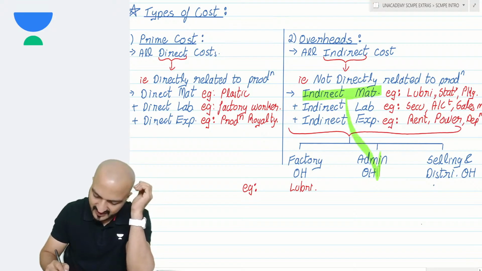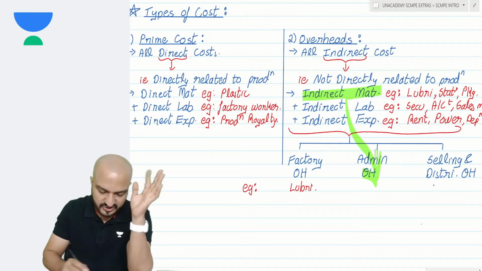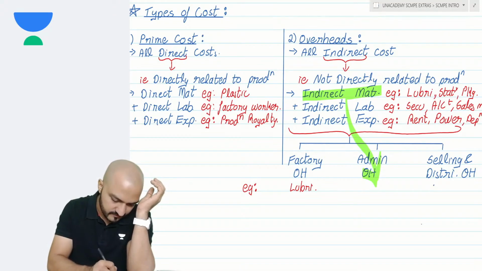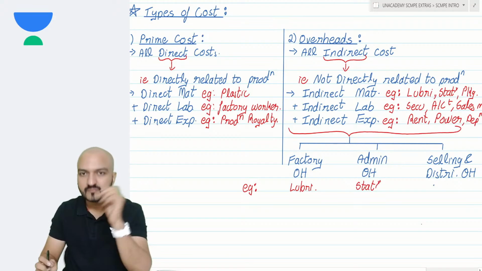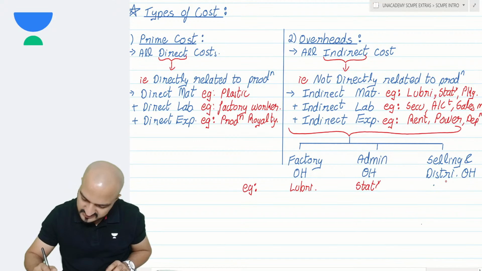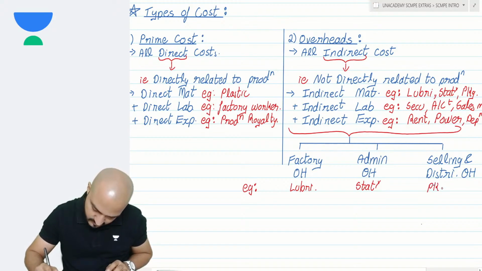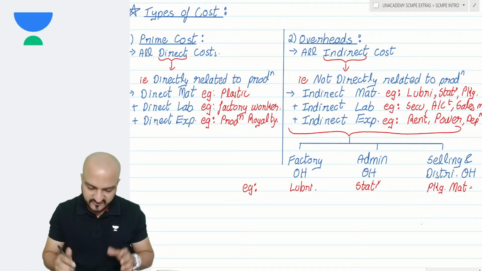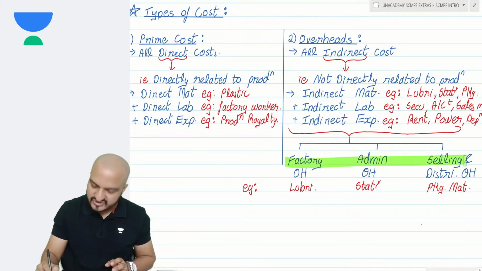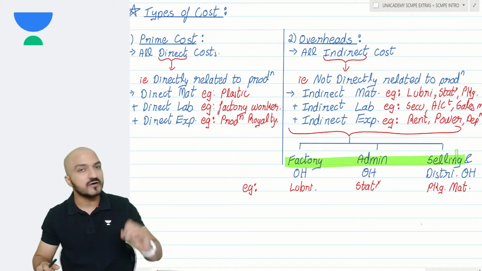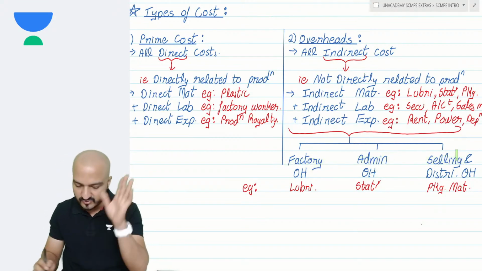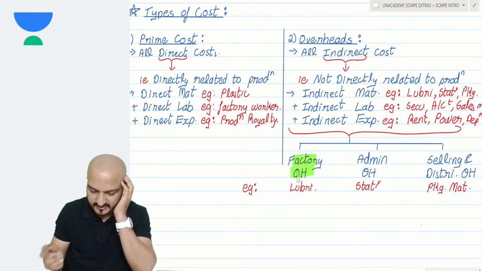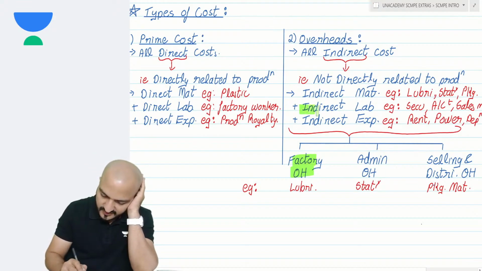Then which indirect material is used for admin work? Admin or general work. Example will be the office stationery. And which indirect material is used for selling and distribution? Packing material. So in short, this classification here is based on where the cost is incurred. If it is incurred inside the factory, then any indirect cost incurred inside the factory will be called factory overheads.